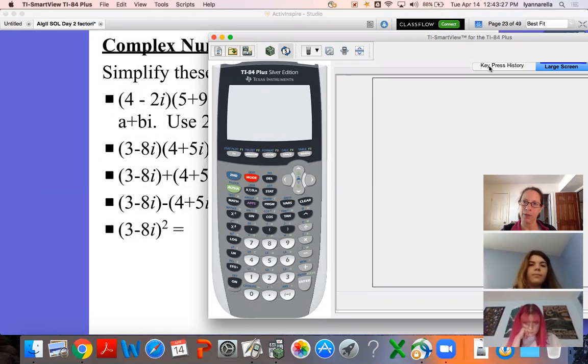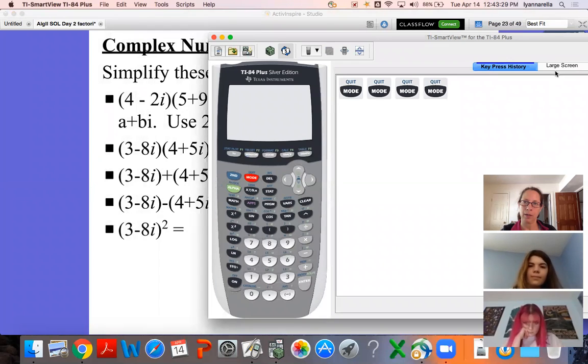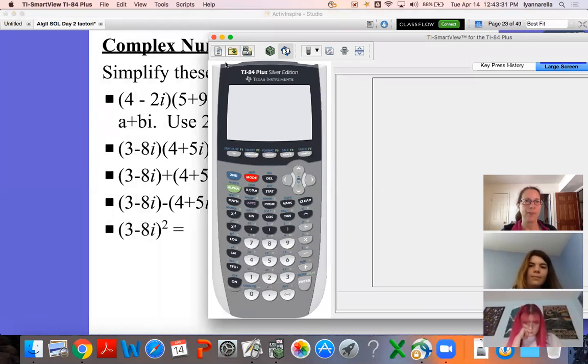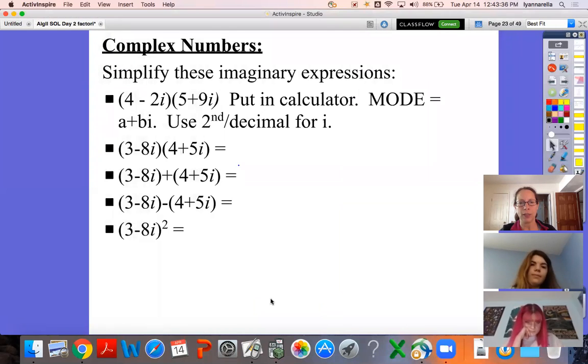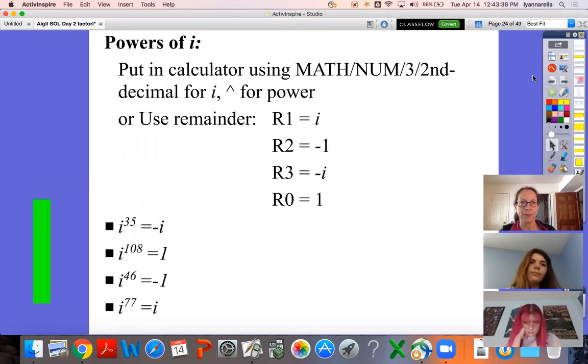Still not working. How weird is that? All right, we will skip that part because you don't need to see it, but on the TI you can do it if you use the second decimal for the I key.